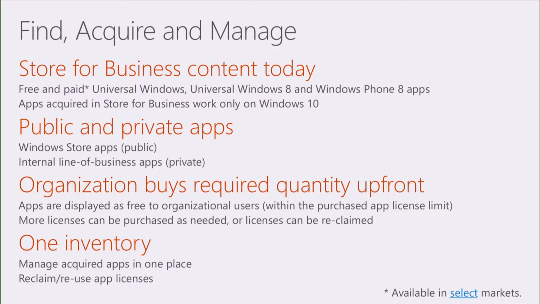So that was just a very quick demo where we showed what type of content you find in Store for Business. So there are universal Windows apps that are either free or paid. And we showed the public apps, but as well as the internal line of business apps where we have a specific demo. We talked about purchase and also the benefits of one single inventory for all of your apps.